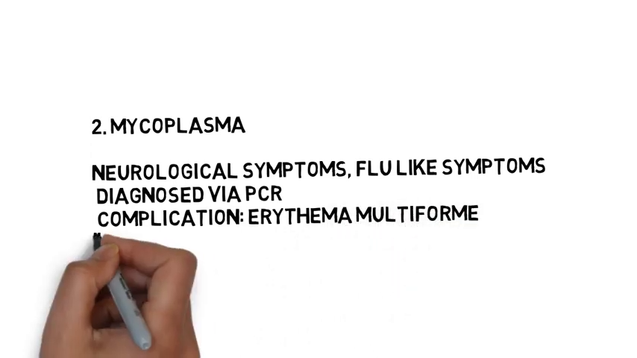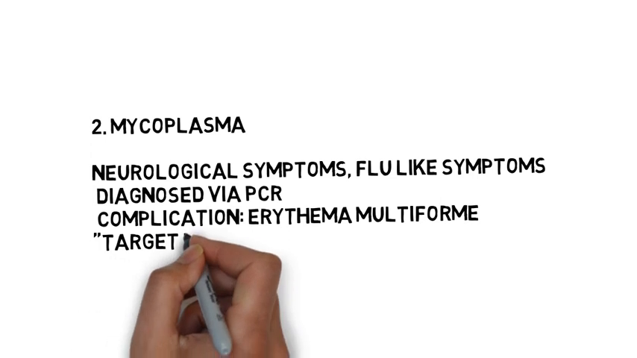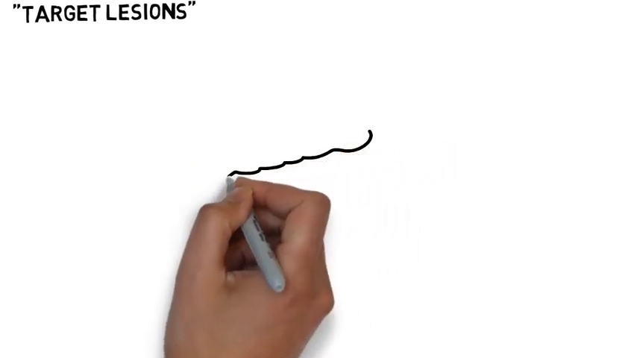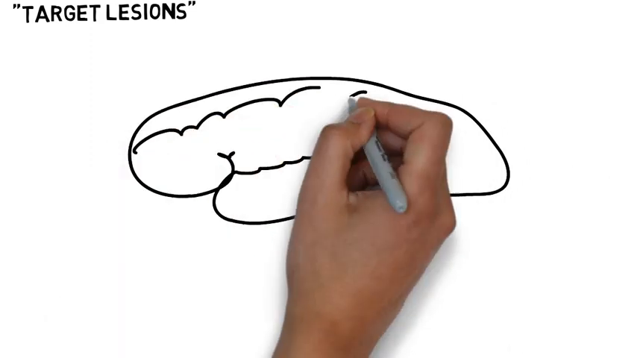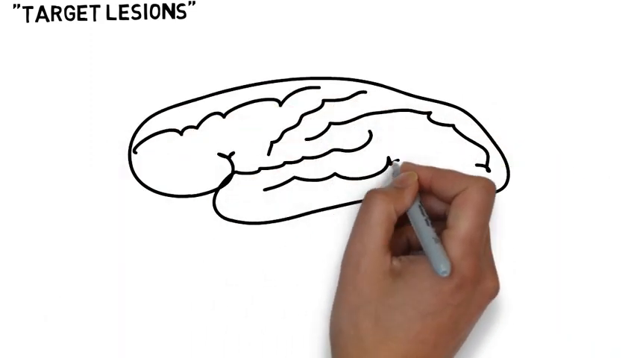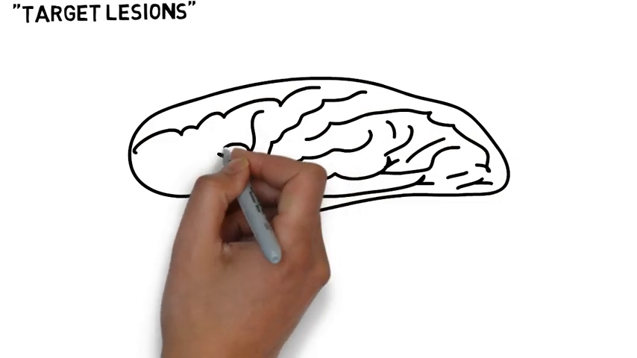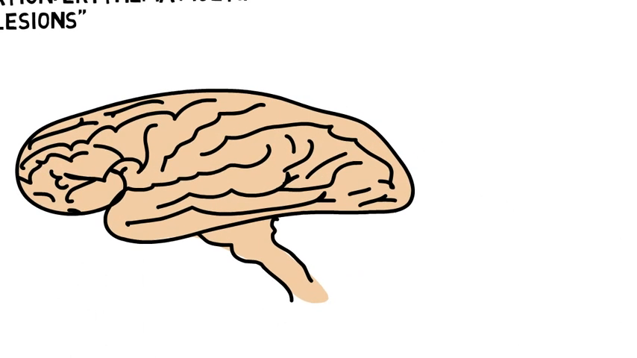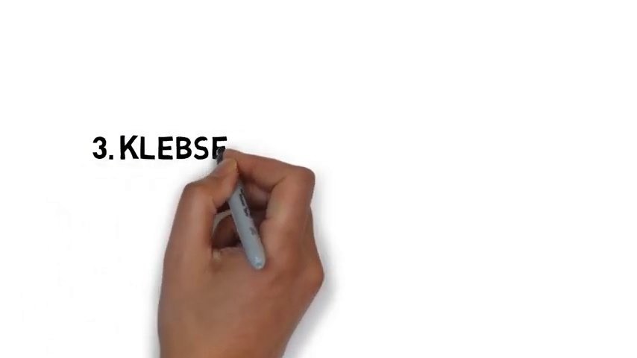Mycoplasma pneumonia may present also with flu-like symptoms, followed by a dry cough. It is diagnosed by PCR of sputum or serology. A complication of this pneumonia is a skin rash known as erythema multiforme, and it has characteristic target lesions.